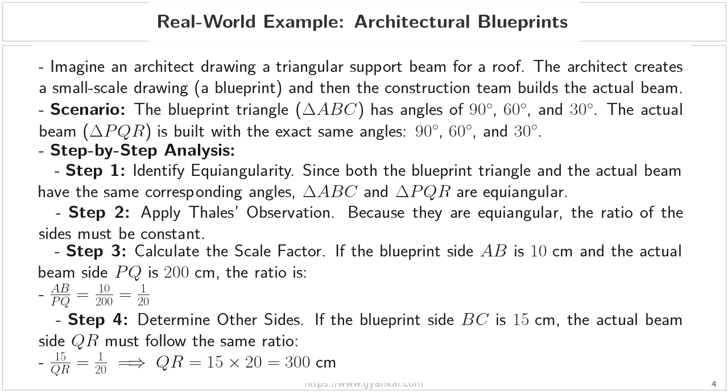Finally, in step 4, we can use this ratio to determine other unknown sides. If we know that side BC on the blueprint is 15 centimeters, we can set up our proportion. 15 divided by QR equals 1 over 20. By multiplying 15 by 20, we find that the actual beam side, QR, must be 300 centimeters.